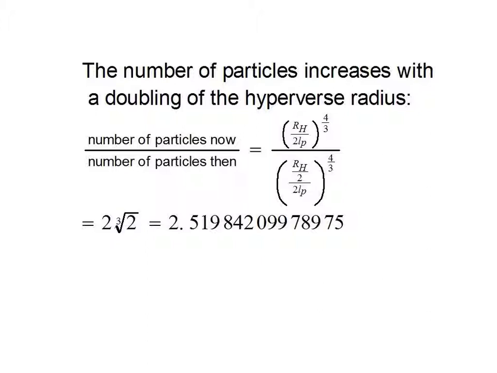Looking at how the number of particles increases with a doubling of the hyperverse radius, we find the number of particles now are RH over 2LP to the 4/3 power, divided by the number of particles then, the difference being the RH divided by 2. And we see we get 2 times the cube root of 2. So with a doubling of the hyperverse radius, the number of particles increases approximately 2.52 times.